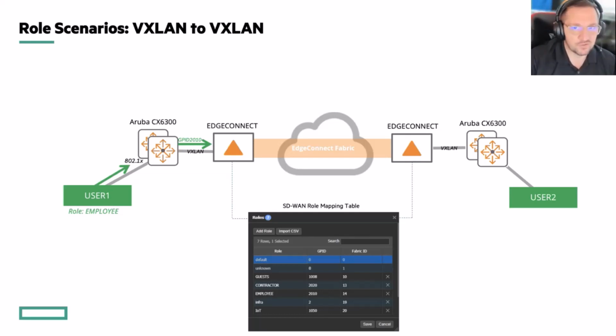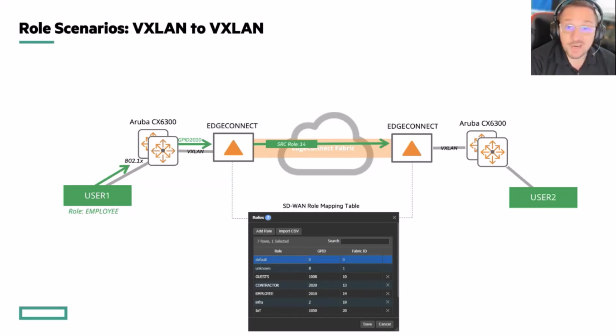If you want to right now, you can go see this. Go to global, and then click security, and you'll see that there's a roles button. So you configure the GPID to role mapping in Central. That allows the CX switch to send the packet toward the EdgeConnect across the VXLAN tunnel with GPID 2010.